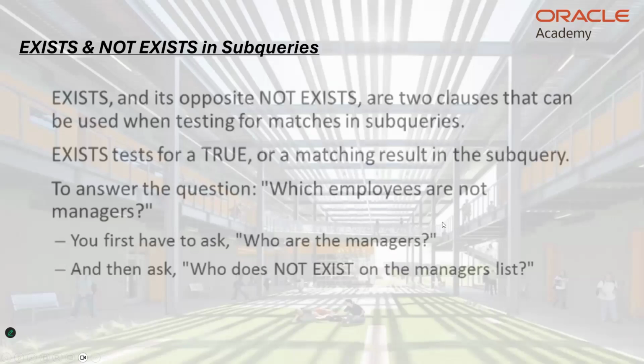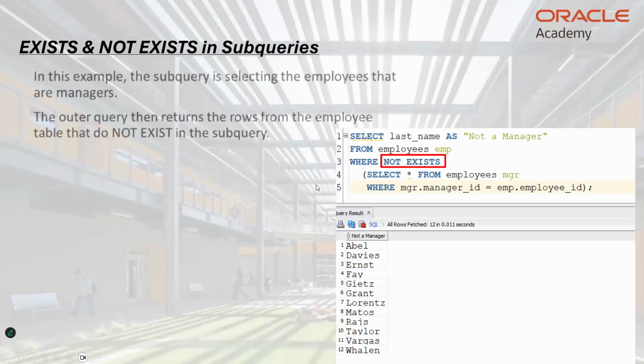So to answer the question, which employees are not managers? You first have to ask who are managers, and then ask who does not exist in the managers list. If you look at that logic, that's essentially what we're trying to accomplish. Of course, you can accomplish this many different ways, but we're running a select last name as not a manager from employees, and we're using an alias where not exists. Basically, it doesn't exist in this list.